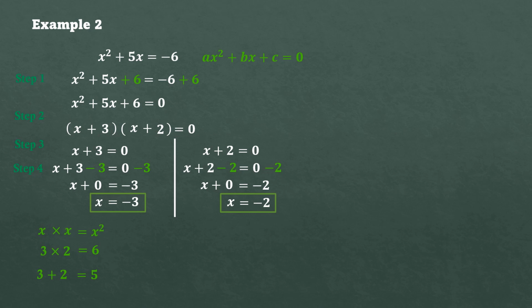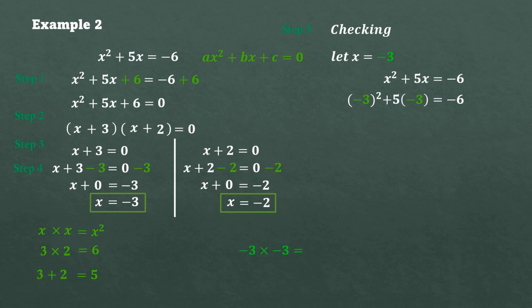Now let us check if these two values of x are solutions of the equation. Step number 5. Checking. Let x is equal to -3. Get the original equation, which is x squared plus 5x is equal to -6. Substitute the value of x, which is -3: (-3) squared plus 5 times (-3) is equal to -6. Let us simplify. Negative 3 squared is negative 3 times negative 3, which is equal to positive 9.